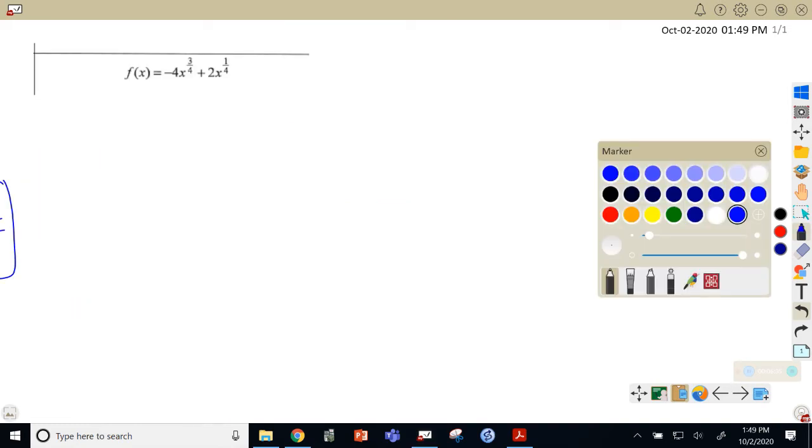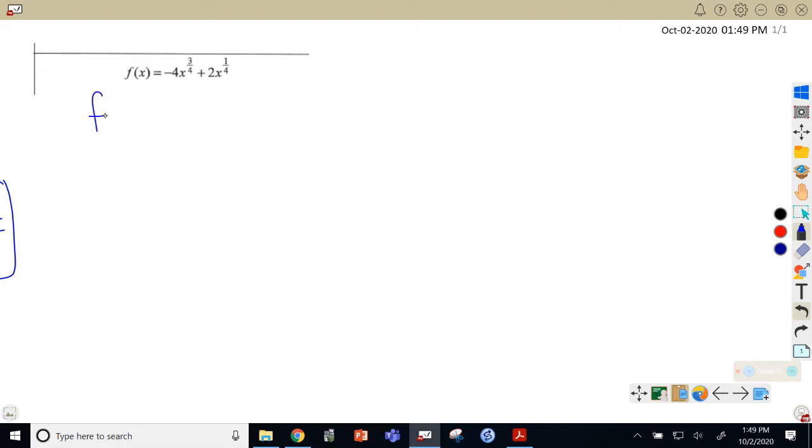And that brings me to the last one. This one is already written as a polynomial, so we can take the derivative right away. So f prime of x: 3/4 times negative 4 is going to be negative 3. And then we lower the exponent by 1 full whole number. So 3/4 minus 1 is negative 1/4. And then plus 2 times 1/4 is 1/2, x to the 1/4 lowered by 1 is negative 3/4. So that is a perfectly acceptable derivative.